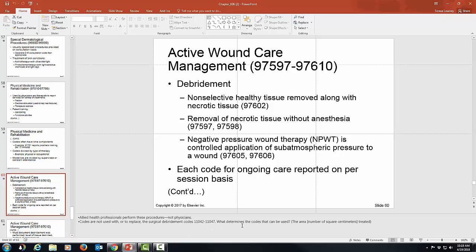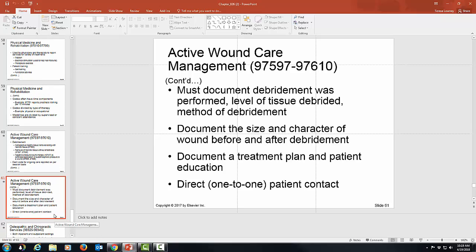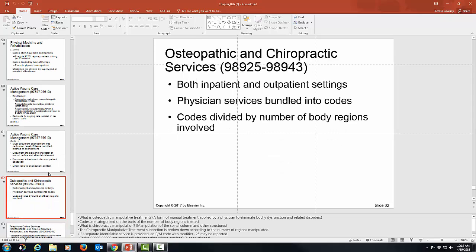We talked about that much earlier when we were talking about integumentary. This is different than that. So you need to pay attention to where it's happening and what's happening. So you need to document every part of it, the size, the character of the wound, the direct one-on-one patient care, and the treatment plan and patient education.